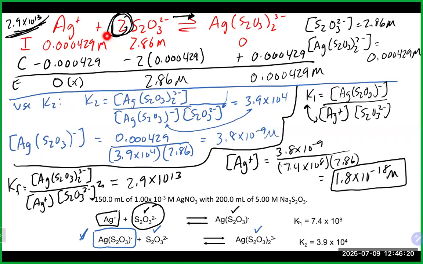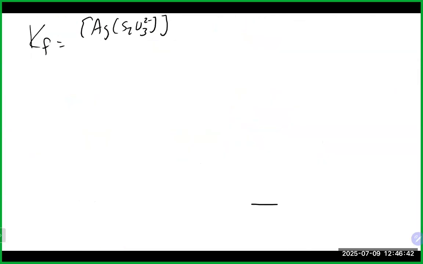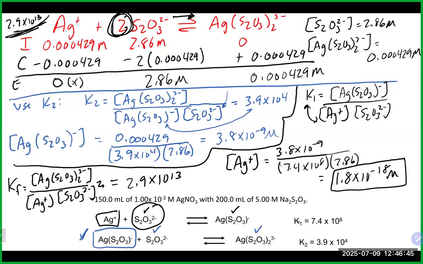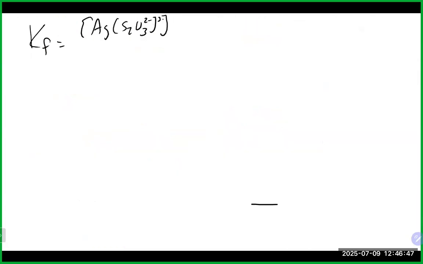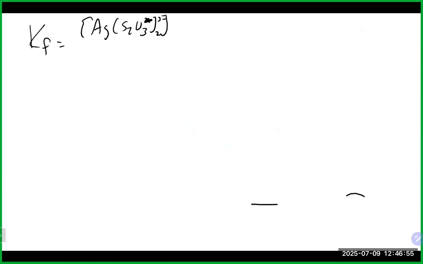So let me go here to this page, maybe rewrite it there. So at this point, we have our Kf is equal to our product, our silver. Go the wrong way. I did S2O3 2 minus. And our silver.